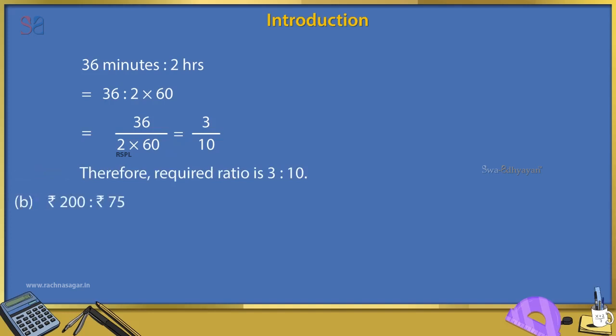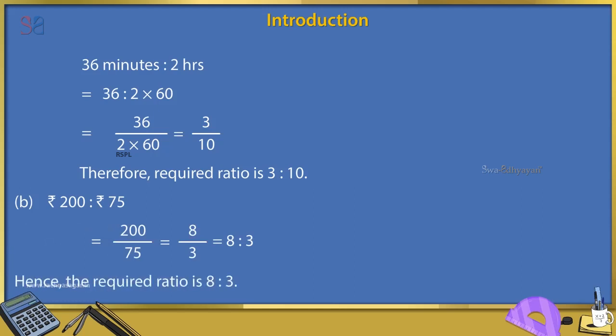B. Rupees 200 is to rupees 75, which is equal to 200 by 75, which is equal to 8 by 3, which is equal to 8 is to 3. Hence, the required ratio is 8 is to 3.